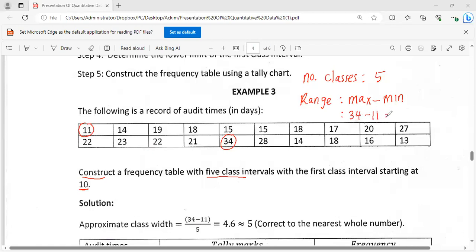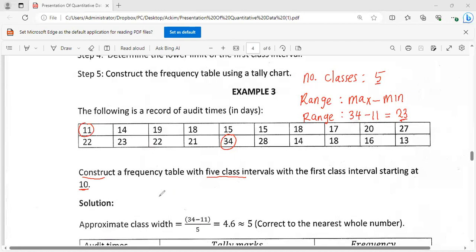Thirty-four minus 11, is that okay? Thirty-four minus 11, I think that should be 23. So you have your range as 23. Then, since we have the number of classes as 5 and the range has been calculated, we can now approximate the class width.